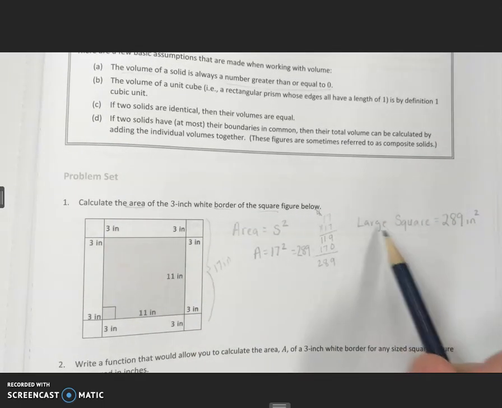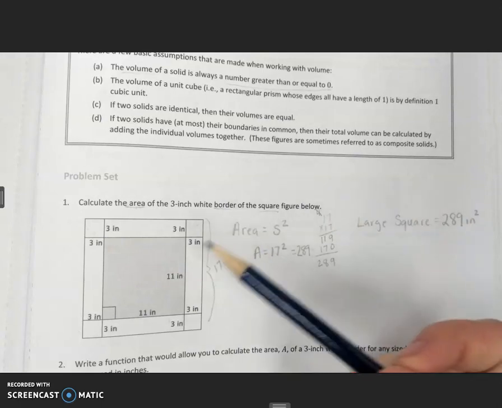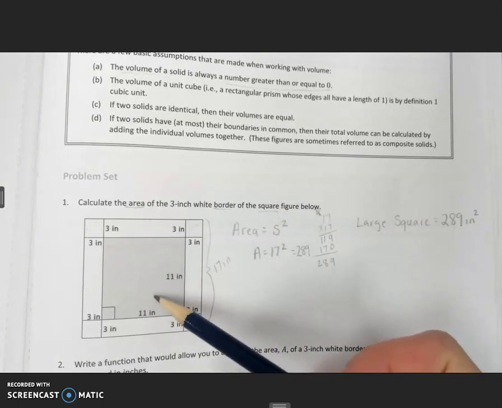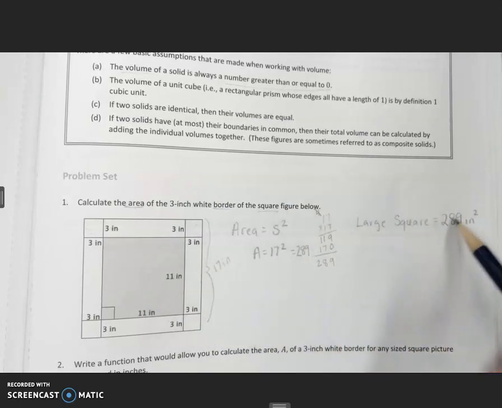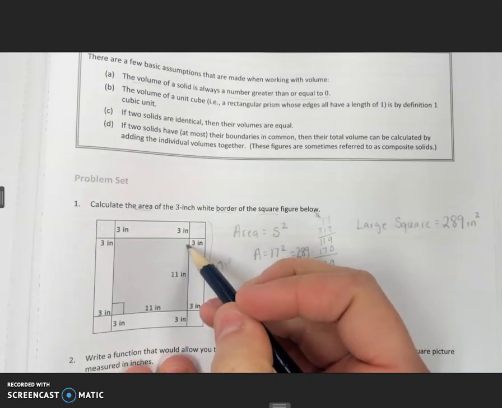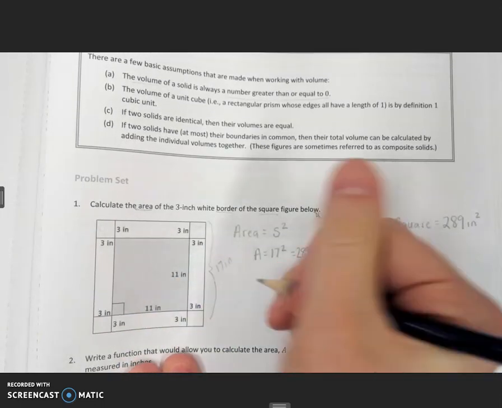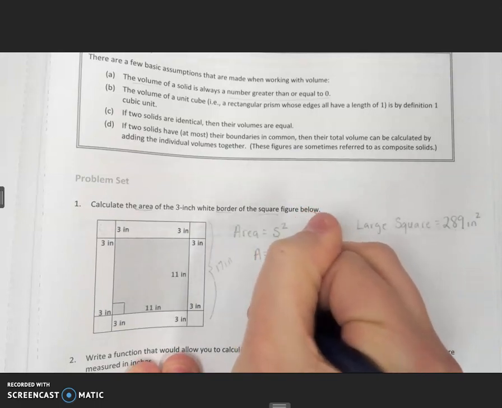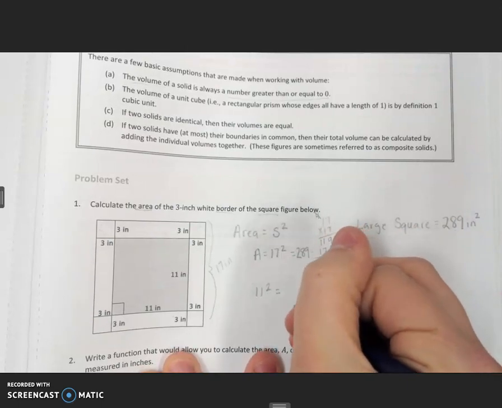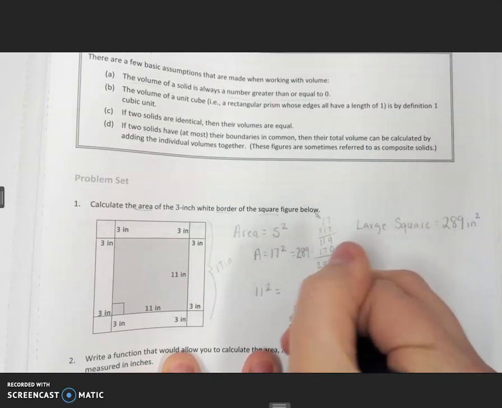Okay, so I have my large square. I know the area. I'm trying to find the area, again, of the border. So I need to find the area of the smaller square so I can subtract it to get just the border. Okay, so small square. It tells me that each side is 11 by 11. So I'm going to do 11 squared, 11 times 11. You know what? I'm going to work it out to make sure what I think is right.